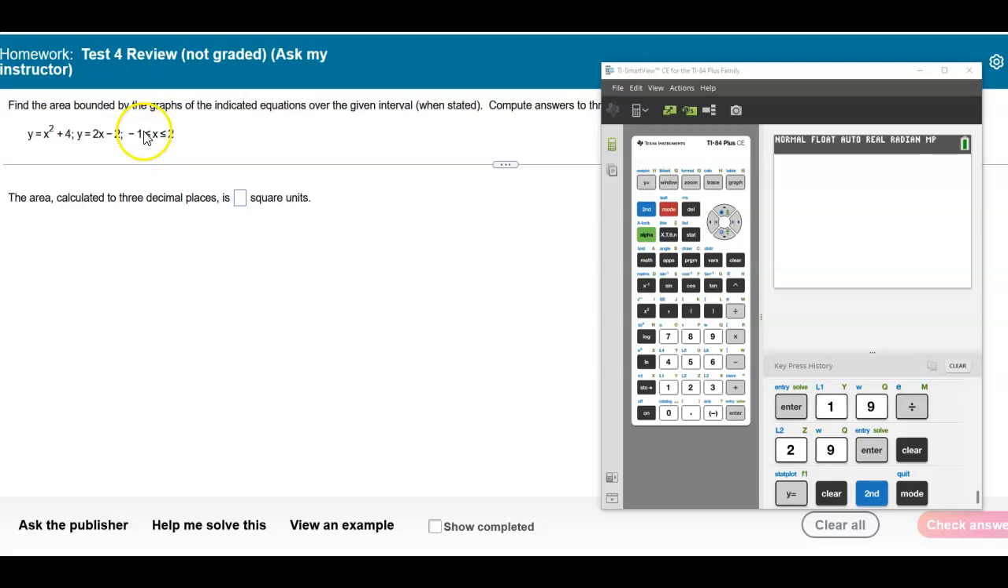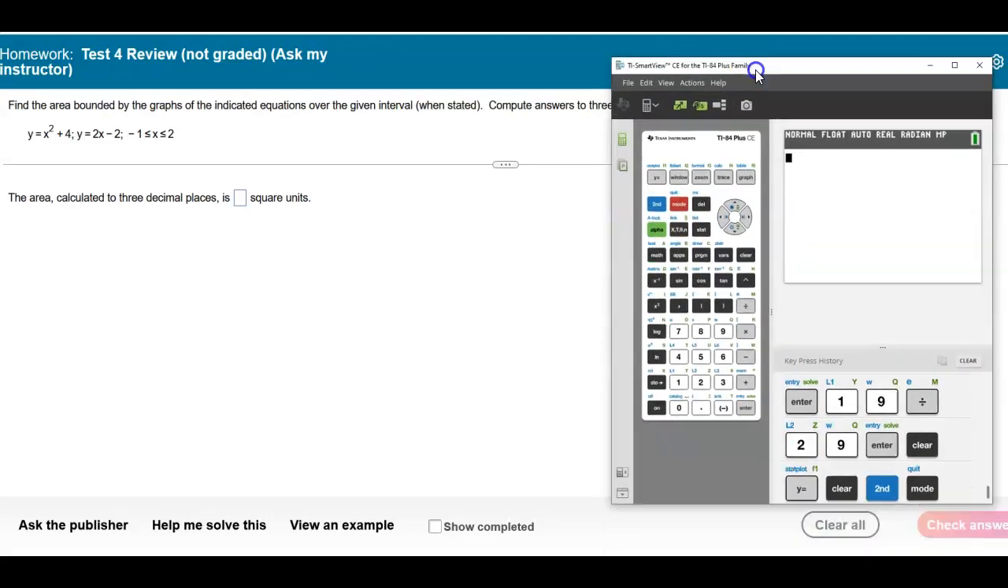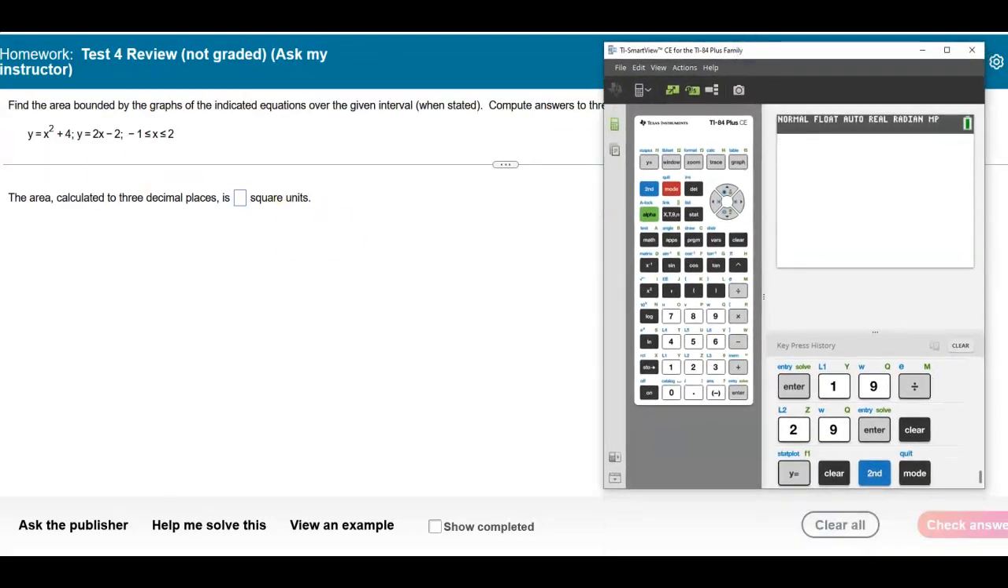Today I want to take a look at one of the review problems from the Test 4 review. It says find the area bounded by the graphs of these equations over the given interval, and they want us to compute our answers to 3 decimal places. They give us the function y equals x squared plus 4, and another function, y equals 2x minus 2, and they want us to go from -1 to 2.